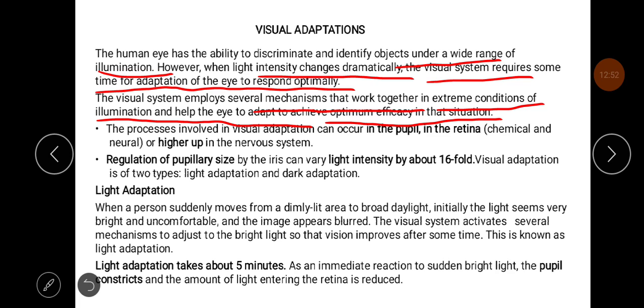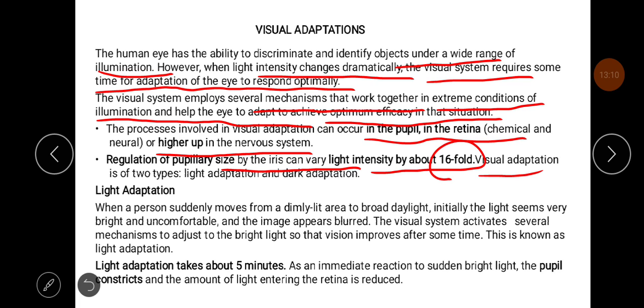The processes involved in visual adaptation can occur in the pupil, in the retina, that is chemical and neural, and higher up in the nervous system. The regulation of the pupillary size by iris can vary the light intensity about 16 folds. The visual adaptation is of two types: light adaptation and dark adaptation.